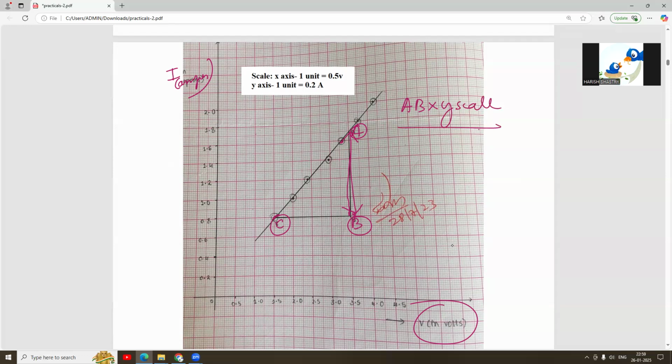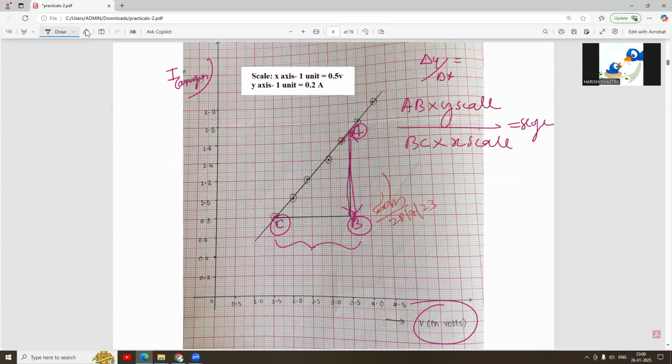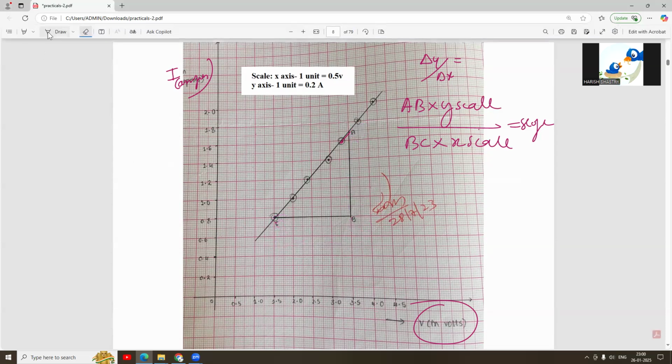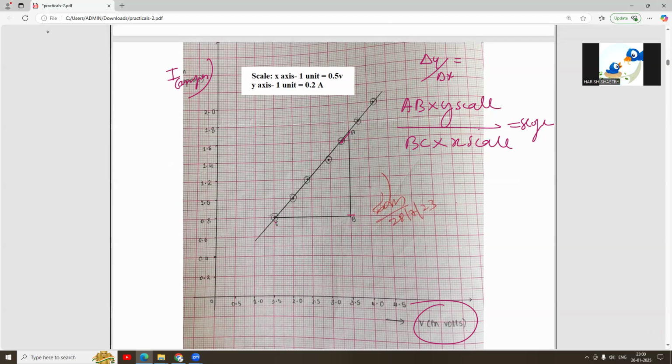AB corresponds to the y scale. BC is the change along the x scale. So BC into x scale. You know that y by x is the slope. Slope is always y-axis change by x-axis change, delta y by delta x. So AB into y scale, BC into x scale. If you want to know what is the change along the y-axis and along the x-axis, follow only one method. I suggest you follow this method: once 1 unit, 2 units, 3 units, 4 units, 4.5.